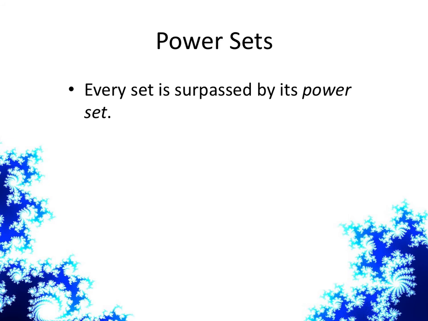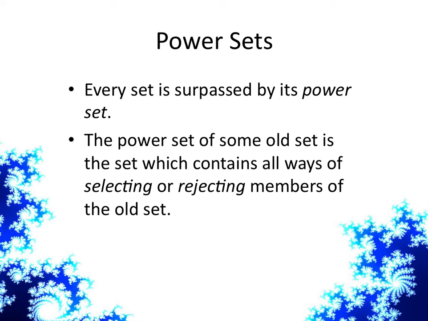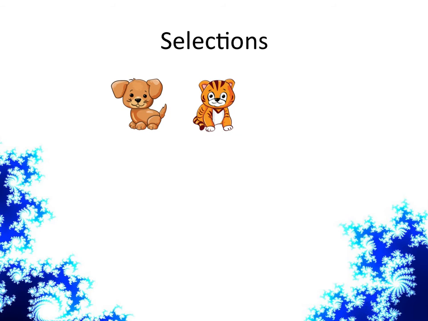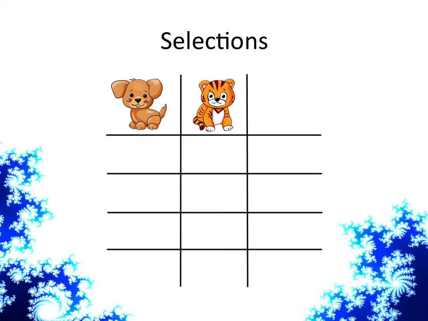So, every set is surpassed by its power set. What's a power set? The power set of some old set is the set which contains all the ways of selecting or rejecting members of the old set. Let's talk about selections. We start out with a cute little puppy and a cute little tiger kitten. We're going to make some selections from them.